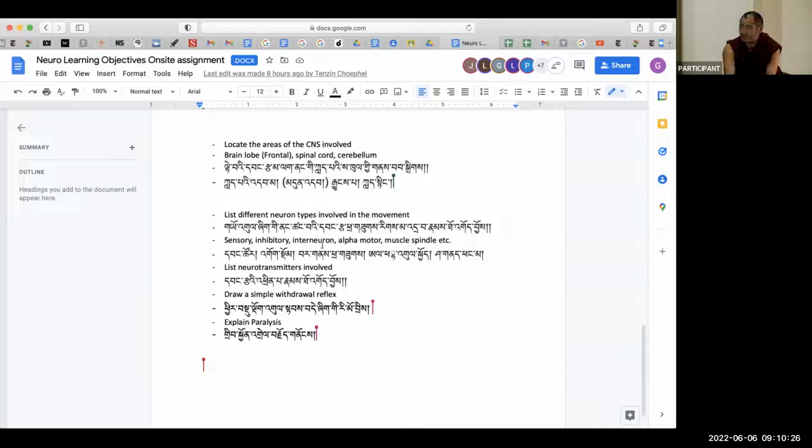The students should also be able to list the neurotransmitters that are involved in the process of movement.